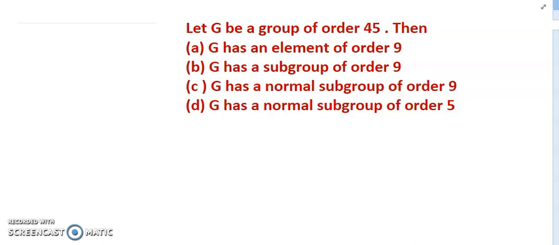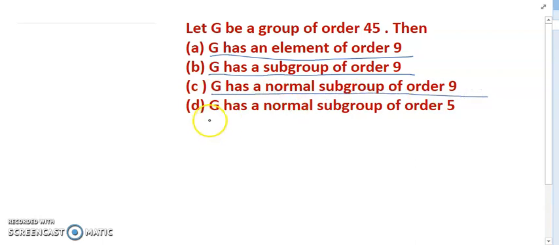Today's discussion is group theory. Let G be a group of order 45, then G has an element of order 9 and G has a subgroup of order 9. G has a normal subgroup of order 9. G has a normal subgroup of order 5.